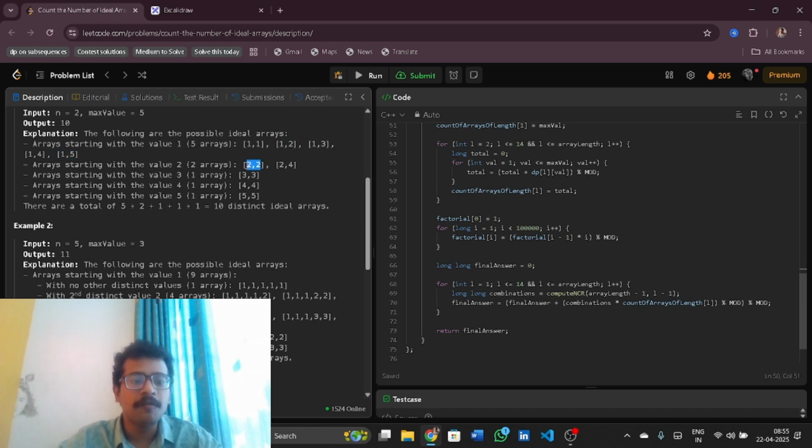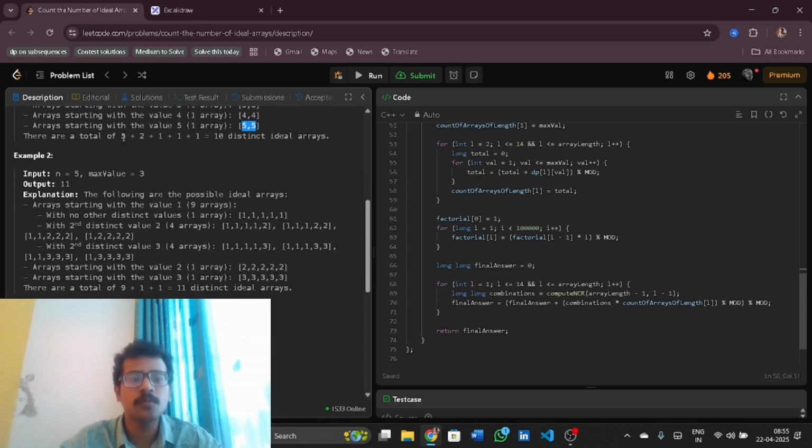Let us see which are starting with 2. They are 2, 2. 2 is divisible by 2. 2, 4. 4 is divisible by 2. 3, 3. 3 is divisible by 3. 4, 4. 4 is divisible by 4. 5, 5. 5 is divisible by 5. So 5 plus 2 plus 1 plus 1 plus 1 is equal to 10.